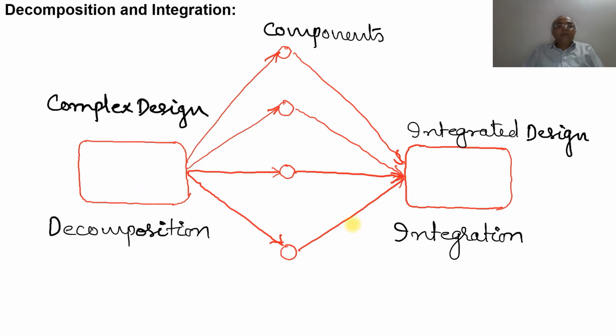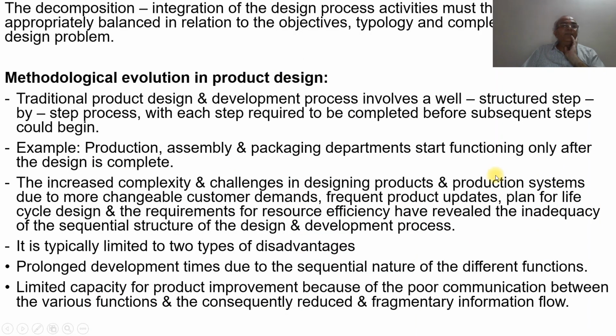So once we do that, we are going to have the decomposition and integration. Here we have a decomposition, and here we have an integration, and these are all the components. So we have the complex design and integration design. Here this complex design is divided into subsystems, and again all of them are getting integrated to get the product. So this is the conceptual stage, and this is the final stage, which is integration.